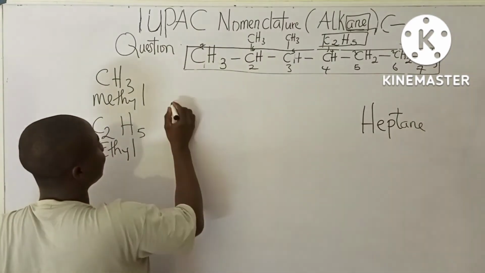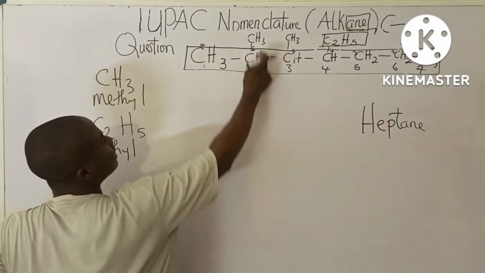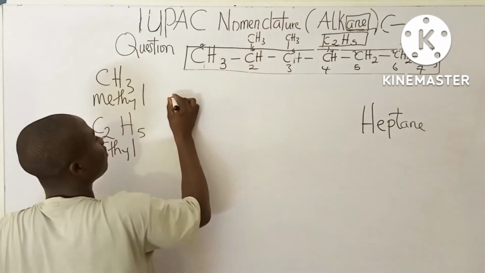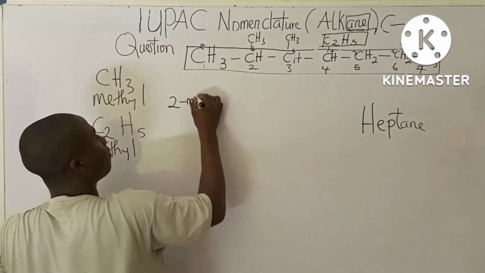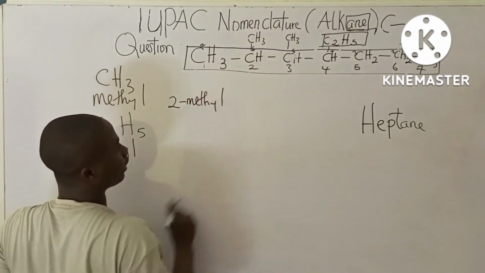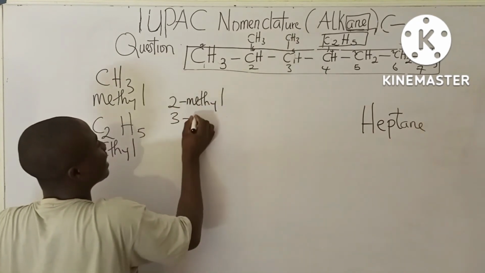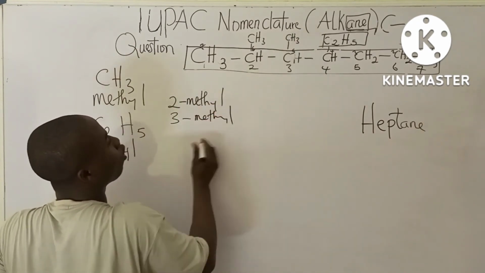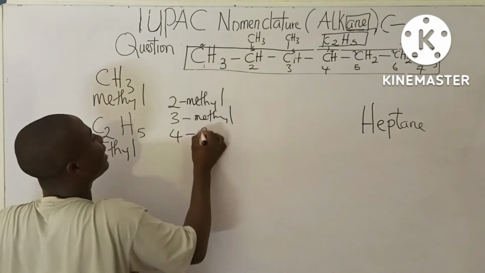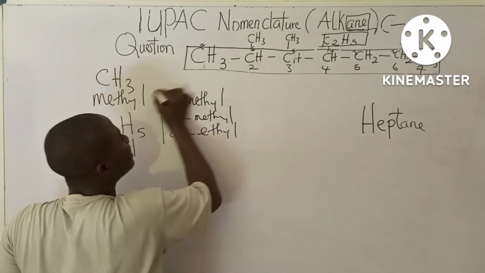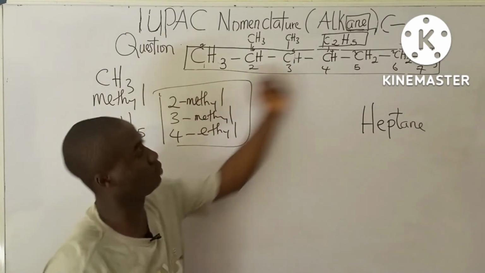So it becomes something like this. For this CH3 group, I'm having 2 methyl. I'm having 3 methyl. And also I'm having 4 ethyl. These were the numbers from this direction.